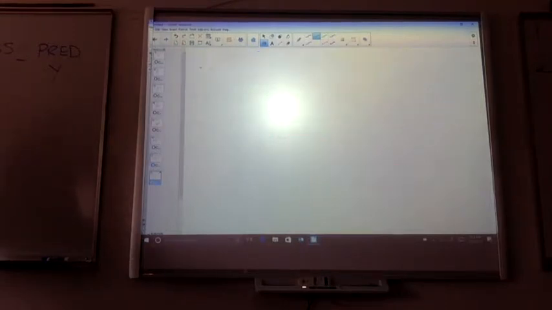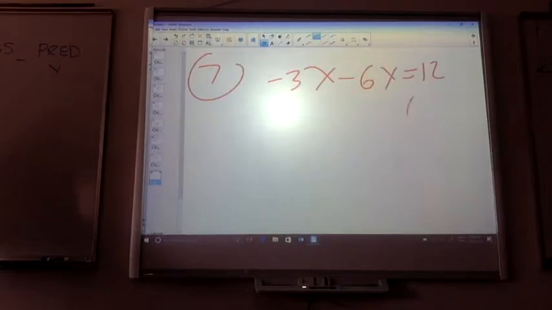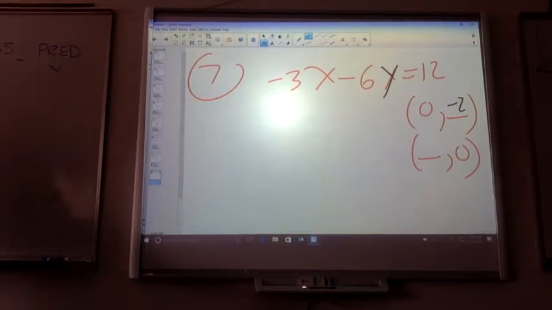7, cover method. Cover method, yes? Yes. Finds me 2 points. So covering up my x value is gone. So negative 6 times y needs to be negative 2. So negative 6 times negative 2 is positive 12. Okay? Covering up the y value. So negative 3 times x is 12. So negative 3 times what number is 12? And that's negative 4. So 0, negative 2. And then negative 4, 0.